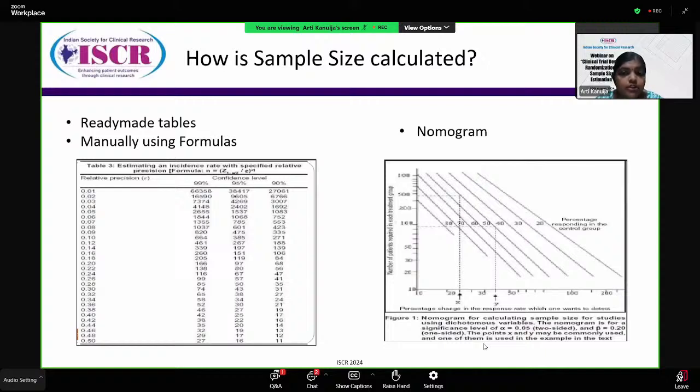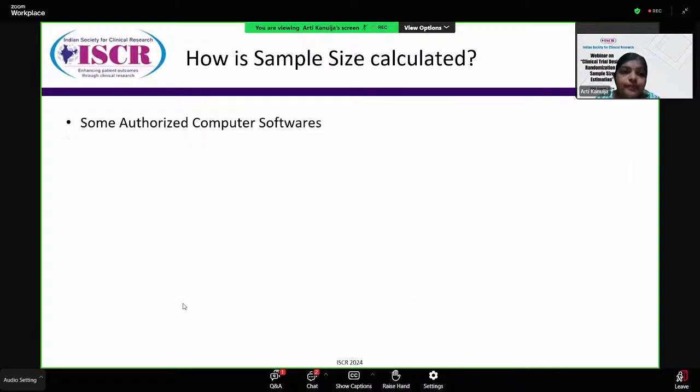nomograms. These nomograms give you a range of values, showing that at a particular value, what would be the number of patients required. So this is just an example in front of you. And you can use these nomograms for your sample size estimations.